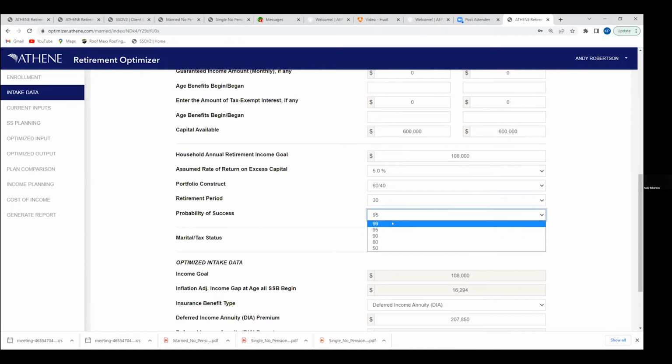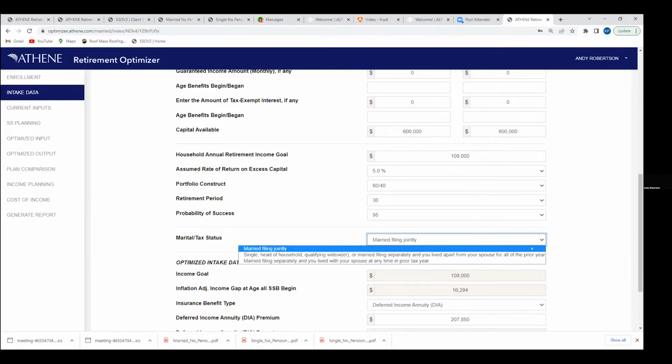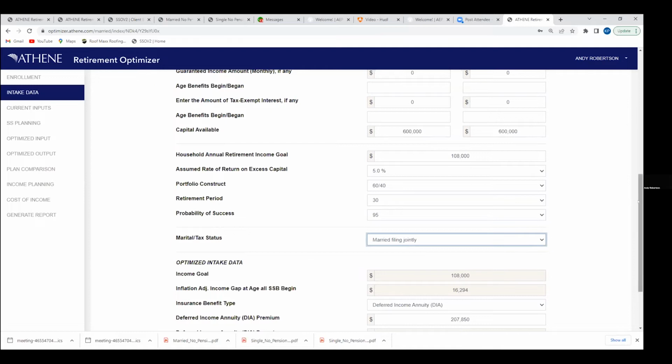I do bring the 99 in sometimes to the discussion later, which I can show you, but I use 95 as a standard. And then what is their marital / filing tax status? Because we want to calculate and estimate what the taxable income will be, given all sources of income.